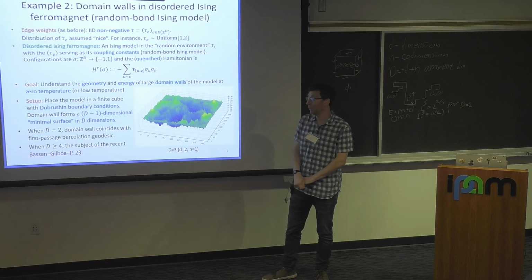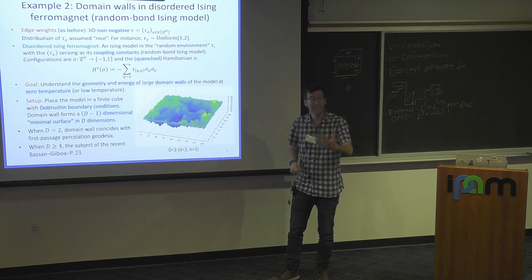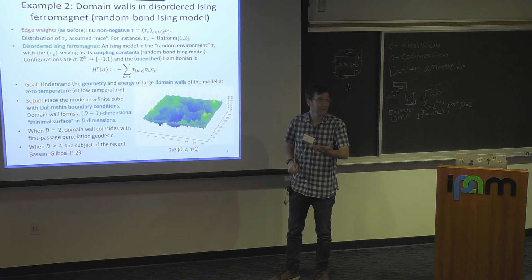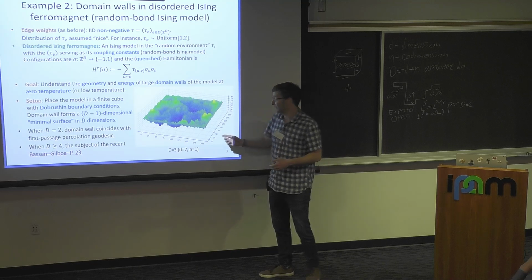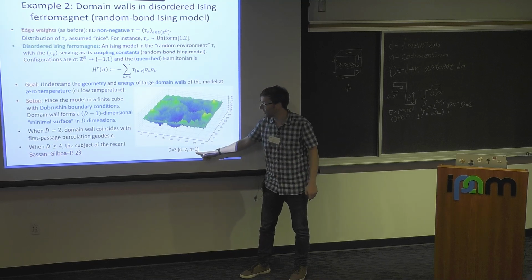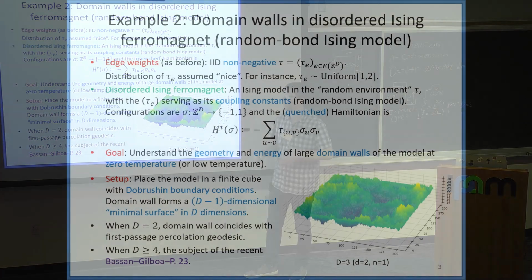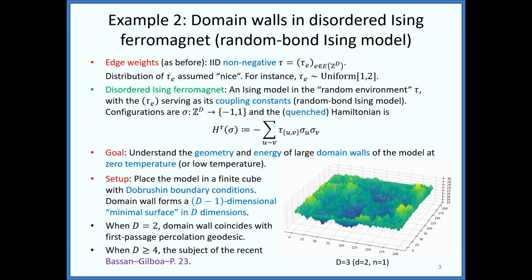We have a way to generate a minimal surface in a random environment. In this picture, the dimension is 2 and the codimension is 1. In general, if you do this in Z^D dimensions, then you have codimension 1 surfaces. Little d is capital D minus 1, as indicated here.